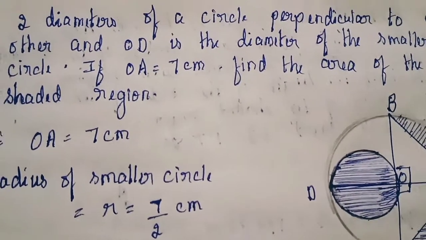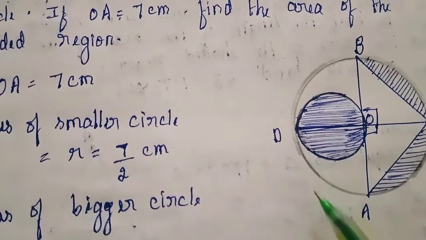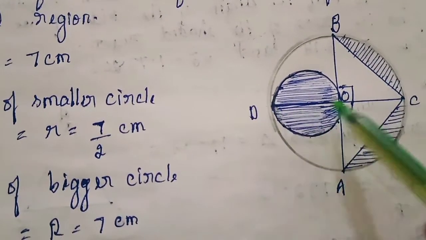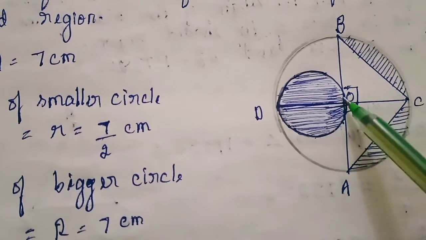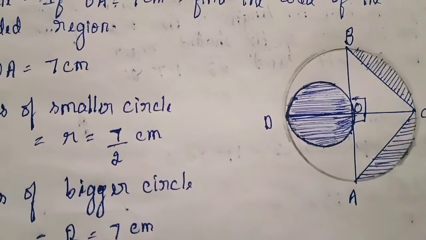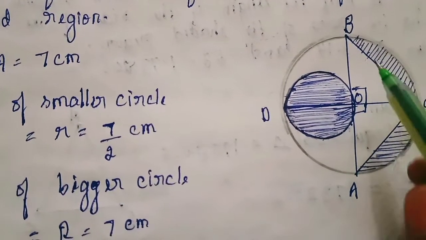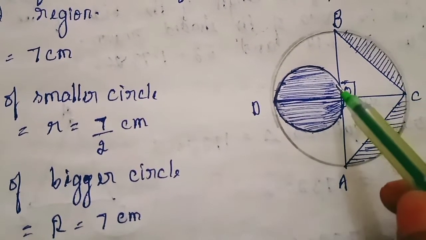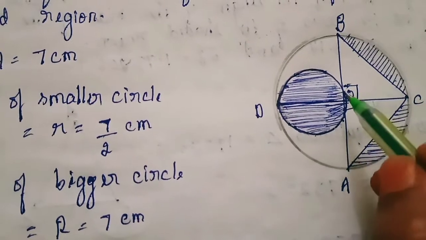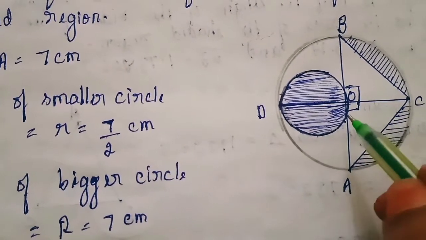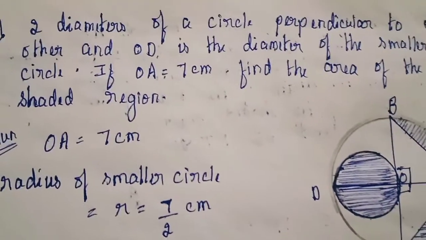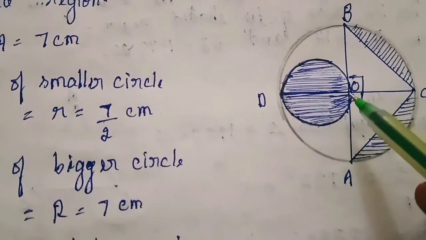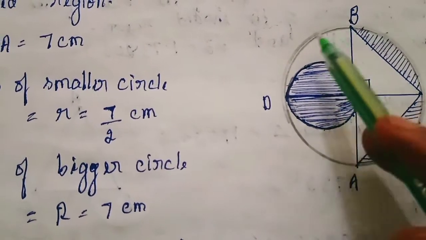Now look at the diagram given here. You can see a bigger circle where AB and CD are the two diameters which are perpendicular to each other. So I hope everyone is following. AB is the diameter, CD is the diameter and they are perpendicular to each other, which means I have marked here 90 degrees. And given OA equal to 7 centimeter means what? OA is the radius of the bigger circle.